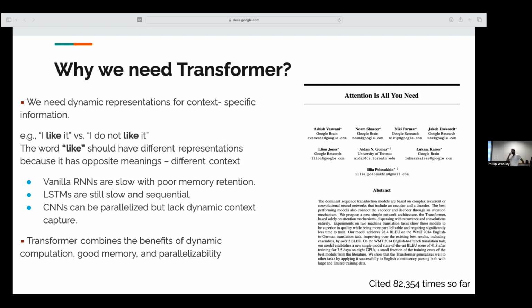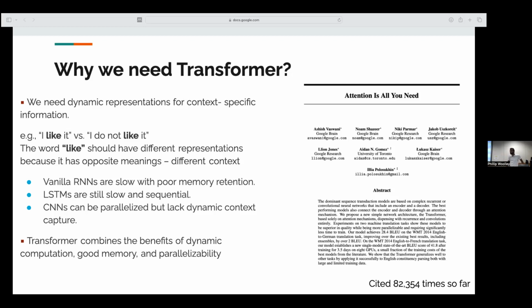What do I mean by sequential? They will first go to the first word, then the second word, then the third word. They can't parallelize things. But with CNNs, you could do parallelization. You can run 100 different CNNs on your text, then concatenate all the outputs, and then you have the representation of the word. But what CNNs lack is dynamic context. You could do it very fast with a CNN, but you would not be able to distinguish between the "like" in the first sentence and the "like" in the second sentence.